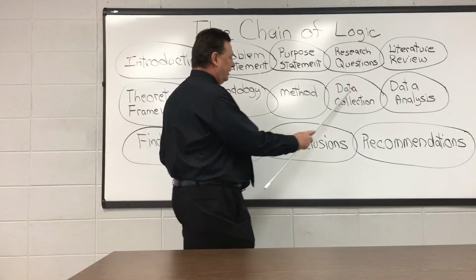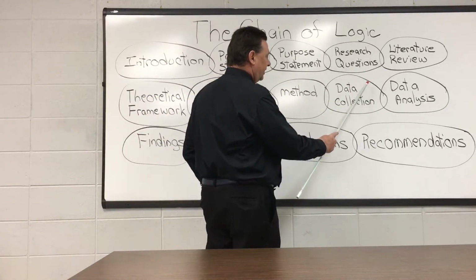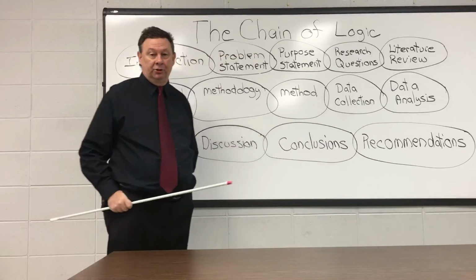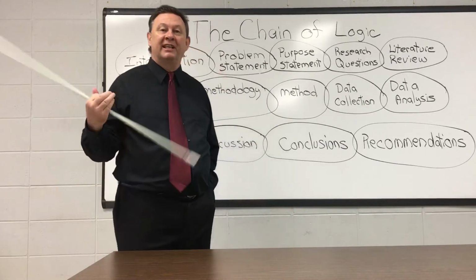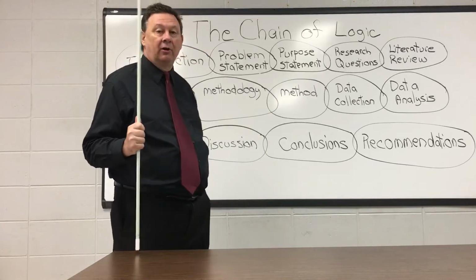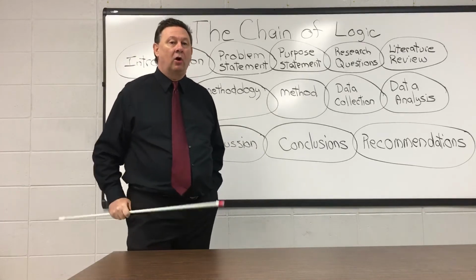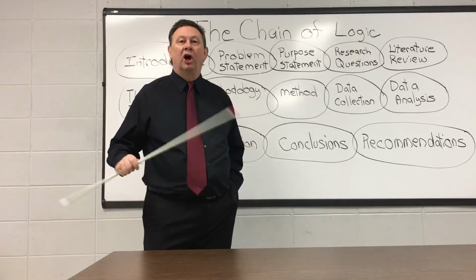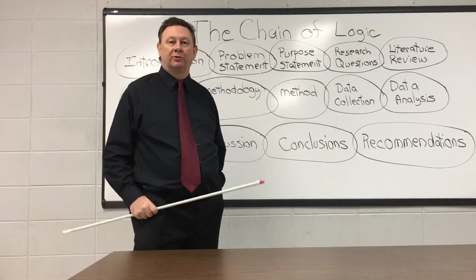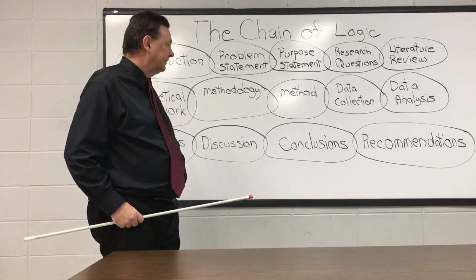And the next link in the chain of logic is data collection. For qualitative research, there are three types of data that you collect. There are observations, there are interviews, and there are documents. There are other forms of data, but those are the three primary ones.